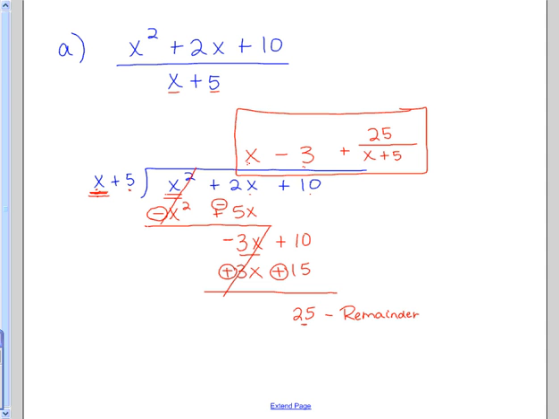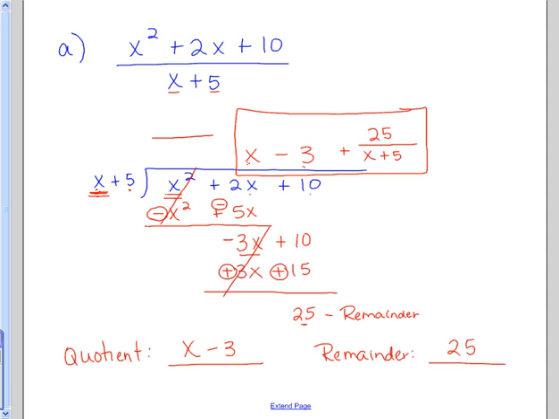On the homework, in MyMathLab, it may actually say quotient, give you a blank, and then remainder, and give you a blank. So the quotient would be x minus 3, and they would just want the remainder as 25. If it does not say quotient remainder, if it just says type the answer, then you will have to type it in the way that I have here in the box.